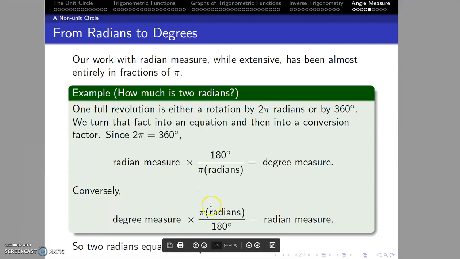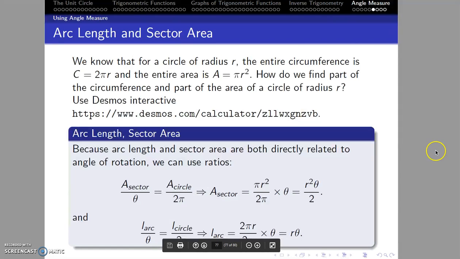So hold on to these conversions. We'll probably need them here. But I've got a question, and we'll worry about these scary formulas here in a bit. I know that for a circle of radius r, I know how to find circumference, I know how to find area, pi r squared. So how do I find part of the circumference, or part of an area? Let me show you what I mean.